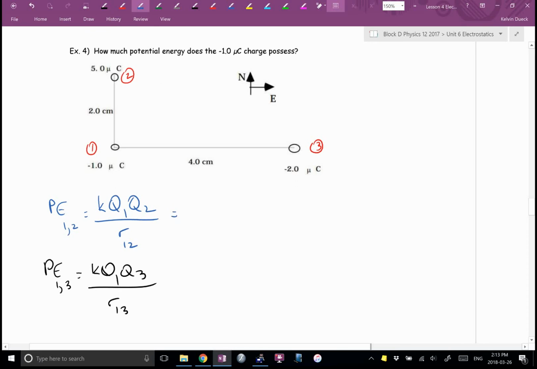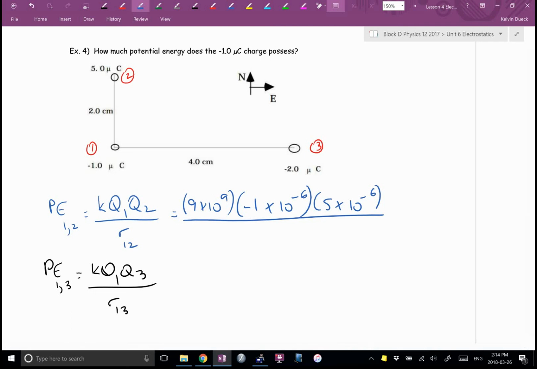Lyndon, what's K? 9 times 10 to the 9. Charge 1, negative, we include the signs now for energy, 1 microcoulomb. Charge 2, positive, 5 microcoulombs, all over. Munir, 2 centimeters, how do I convert that to meters? So what's that going to be? 0.02. How many joules of energy are stored between those two?